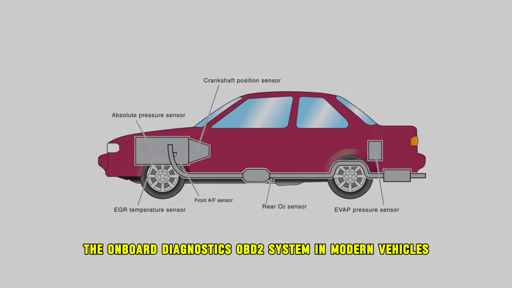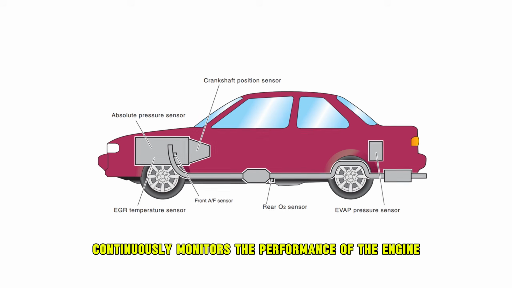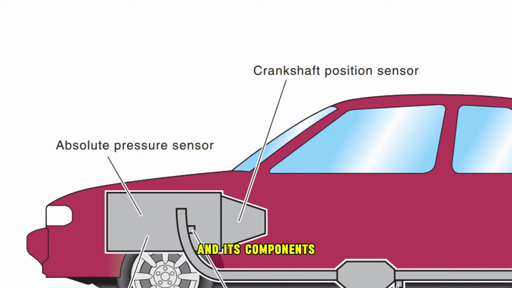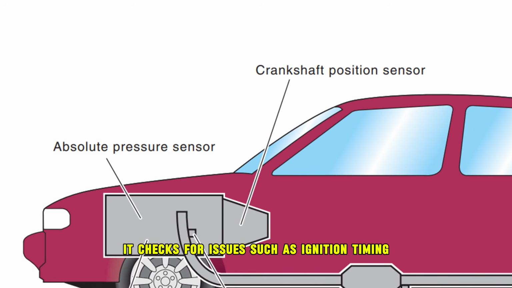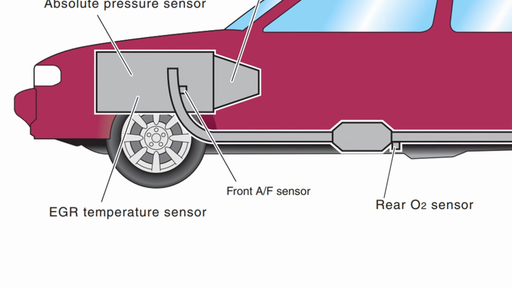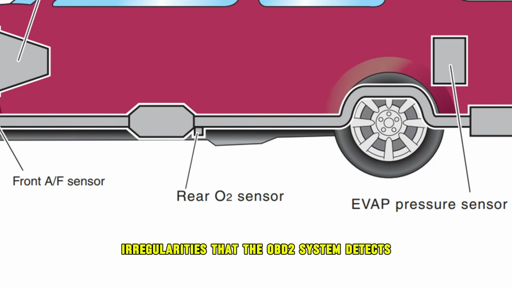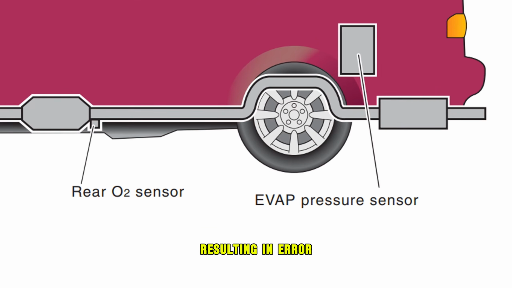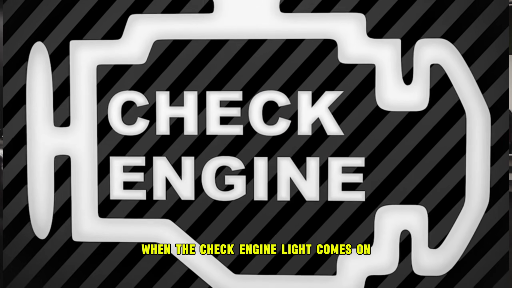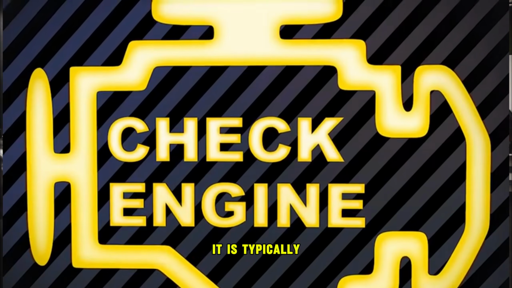The onboard diagnostics, OBD2, system in modern vehicles continuously monitors the performance of the engine and its components. It checks for issues such as ignition timing, fuel mixture, and emissions. Faulty spark plugs or wires can cause irregularities that the OBD2 system detects, resulting in error codes that trigger the check engine light.